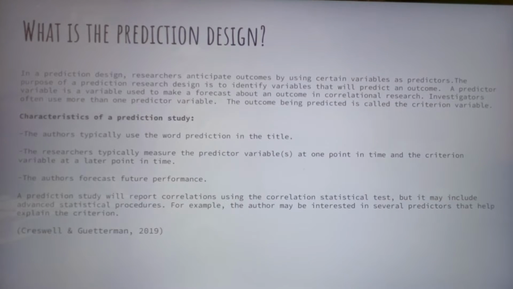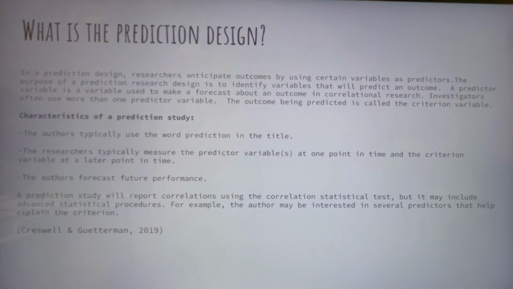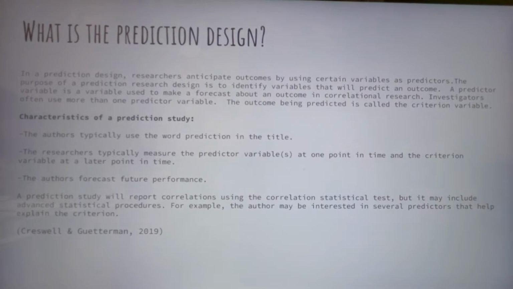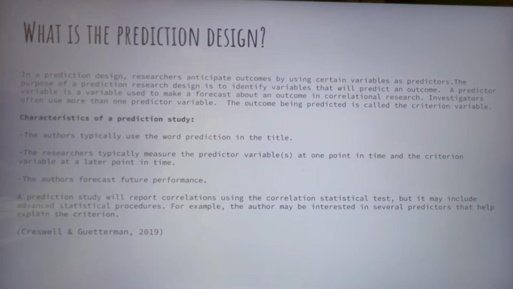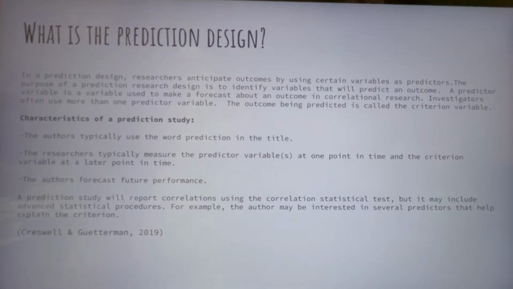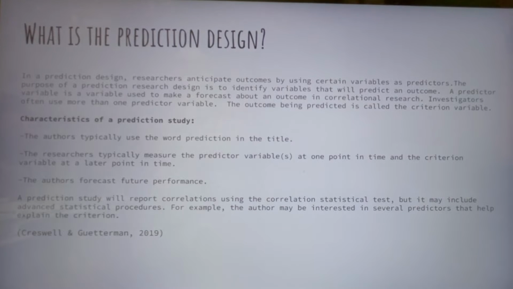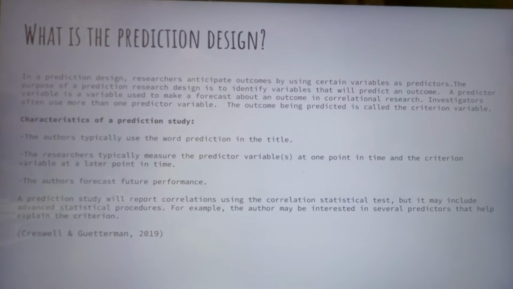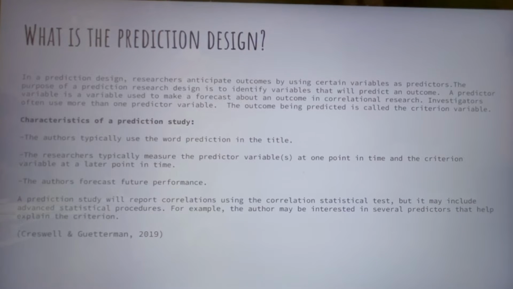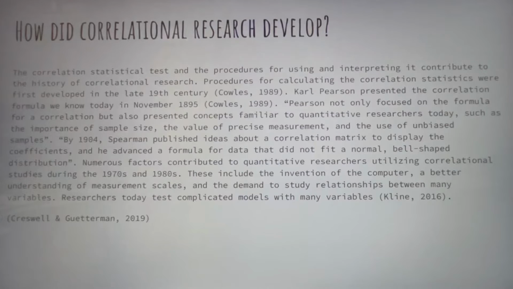Characteristics of a prediction study. The authors typically use the word prediction in the title. The researchers typically measure the predictor variable or variables at one point in time and the criterion variable at a later point in time. The authors forecast future performance. A prediction study will report correlations using the correlation statistical test, but it may include advanced statistical procedures. For example, the author may be interested in several predictors that help explain the criterion.